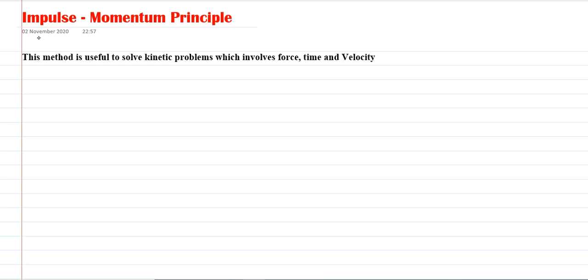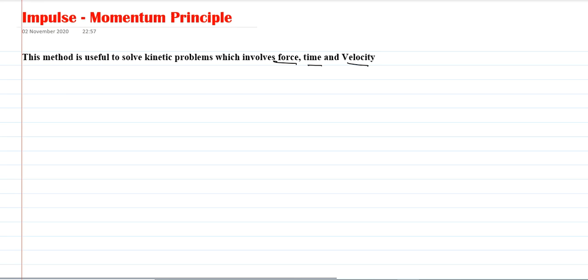Today's topic is the impulse momentum principle. Let us know why we are going to use this method. This method is used to solve kinetic problems which involve force, time and velocity. If you find a problem with force, time and velocity in the given data, definitely you can go for the impulse momentum principle.